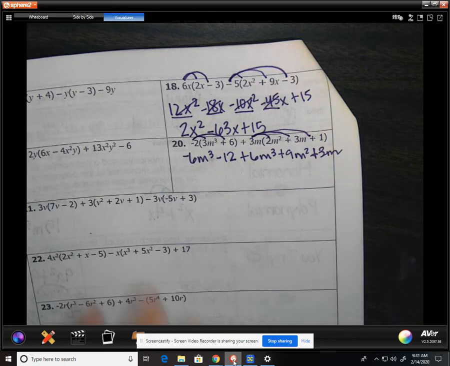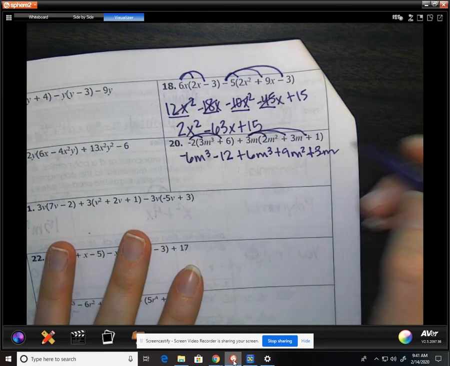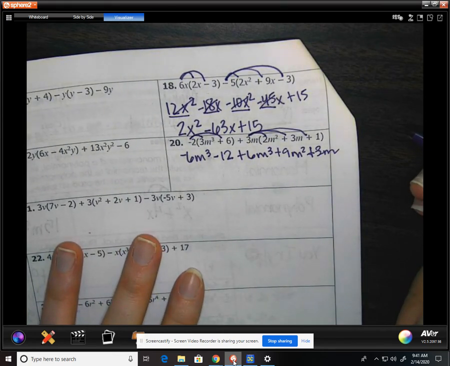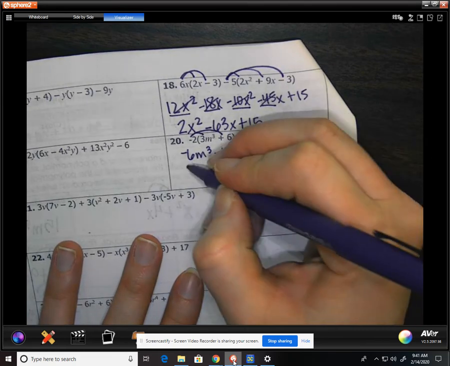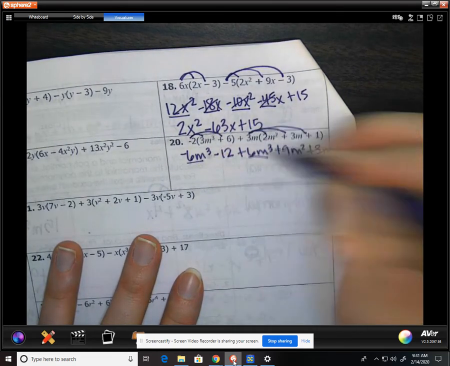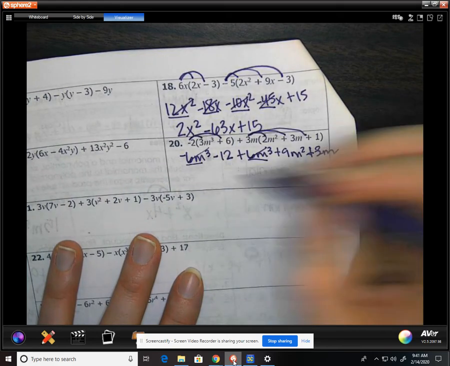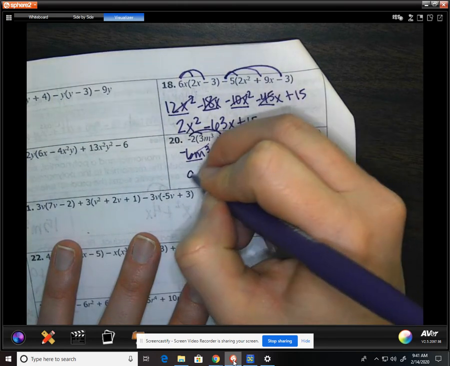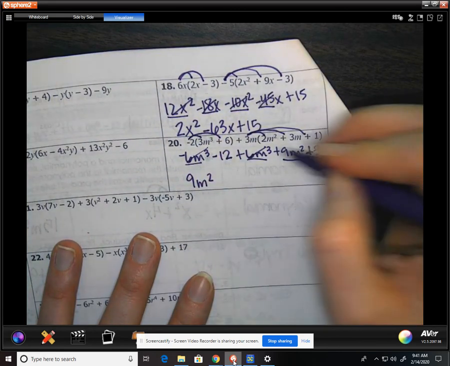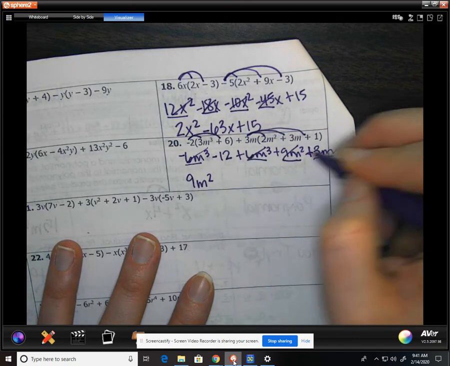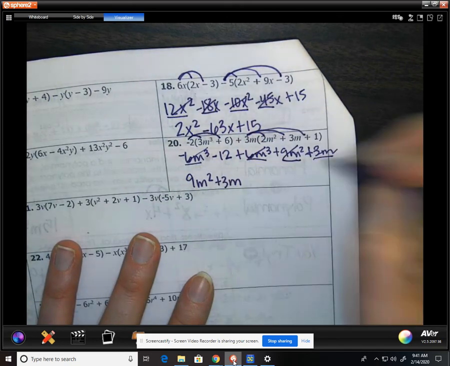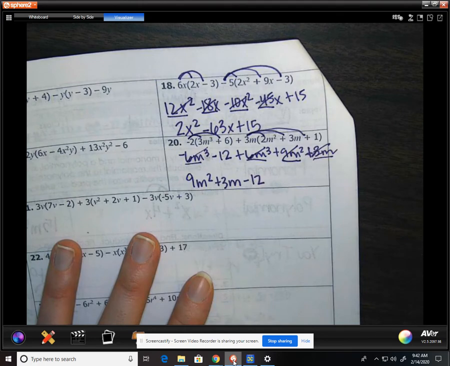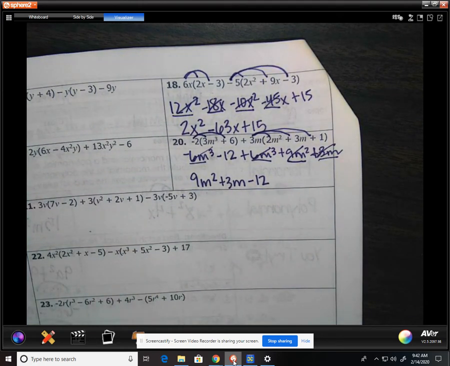So number 20. Okay, I've distributed everything, so now I just combine like terms, and I start with my biggest exponent. That is m to the third, so a negative 6 and a positive 6 will cancel each other out. Then I move to squareds. Well, I have a 9m squared, and there's no other m squareds, so I just bring that down. Then I move to m. Well, there's no other m, so I just bring down plus 3m. And the last thing left is that minus 12. So this is now in standard form, and it's as simple as it can be.